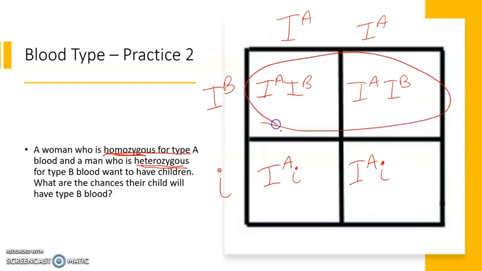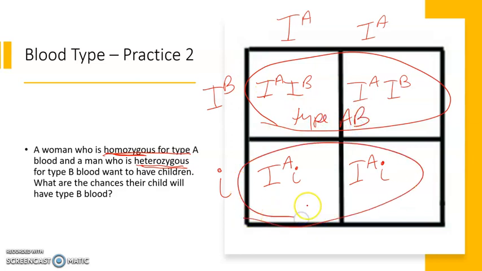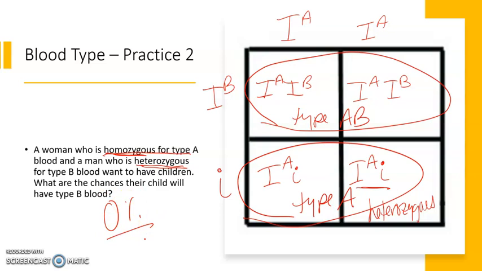So these two here, these would be type AB, and these would both be type A. They happen to be heterozygous. Notice they've got that recessive O allele in there that gets covered by that dominant A. So these are heterozygous for type A blood. So what's the chance their child will have type B blood? Zero. They will either have type AB or type A.